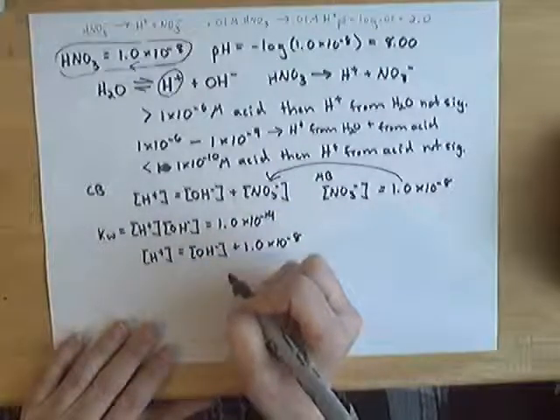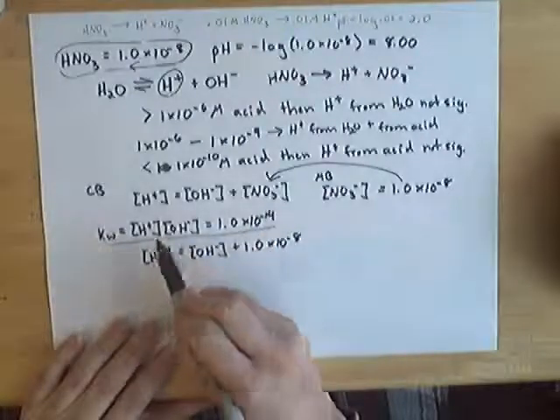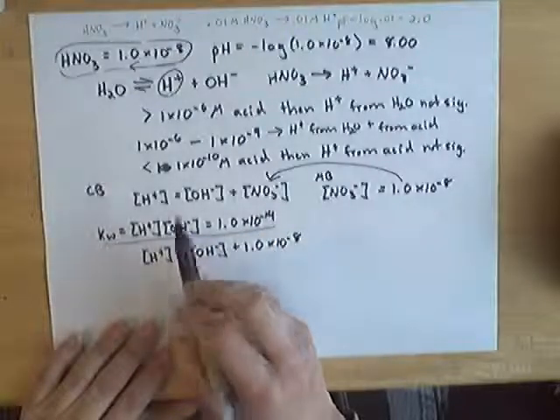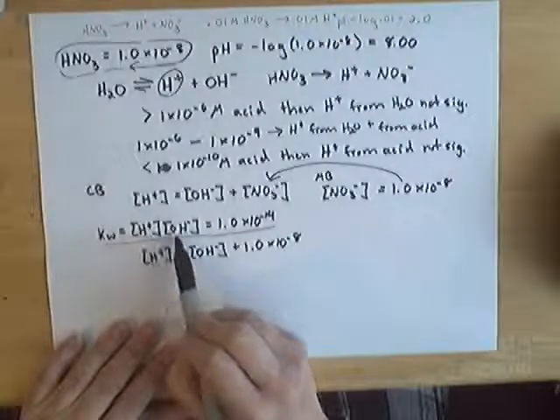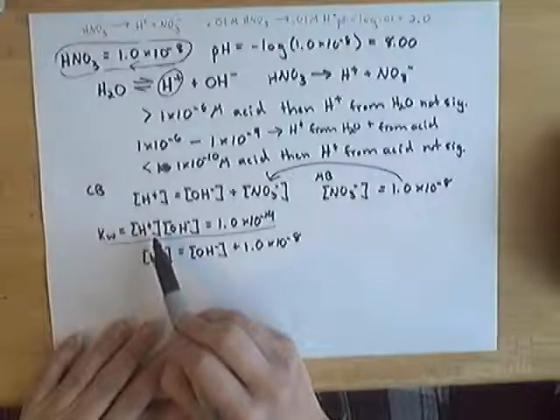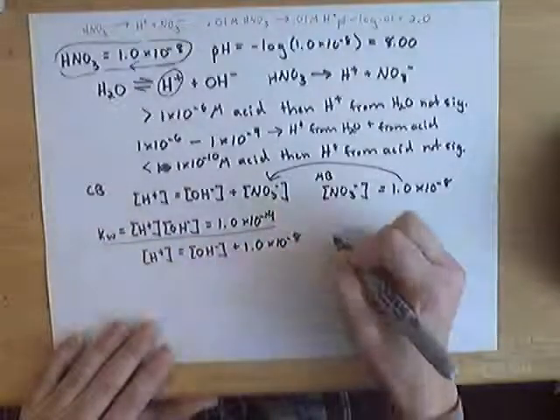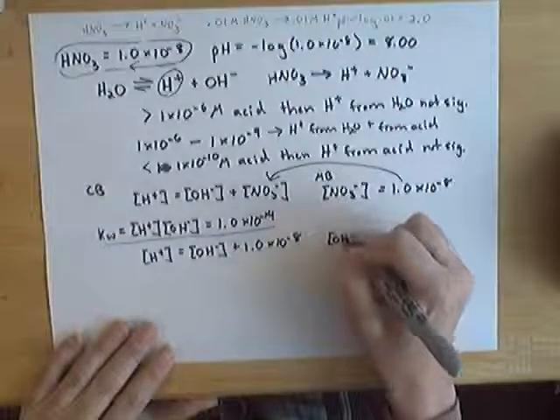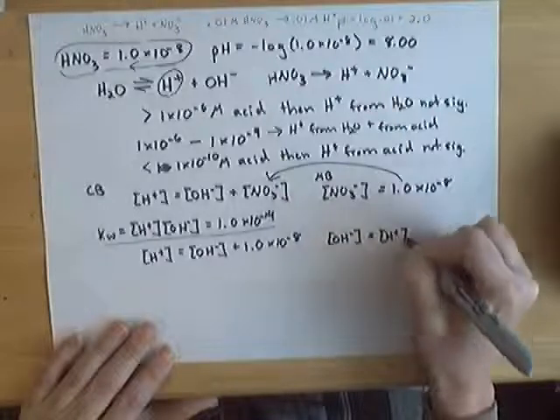And the reason I'm going to do this is what I'm trying to do is get Kw in terms of only one variable. So right now there's two unknowns in Kw, and I can't solve here. I want to get a situation where I only have one unknown in Kw, and I've chosen the H plus to be the unknown I'm trying to solve for. And the reason I'm doing that is because I'm trying to find pH, and so it makes sense to find hydrogen ion concentration. So I'm going to rearrange this charge balance to get the OH minus by itself.